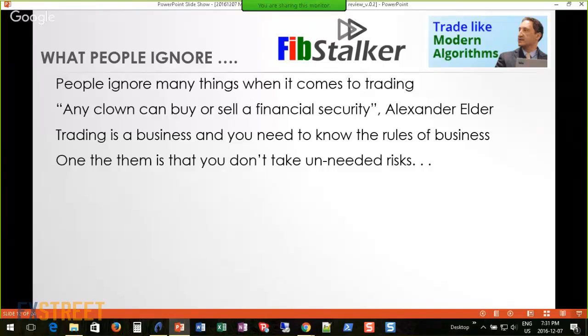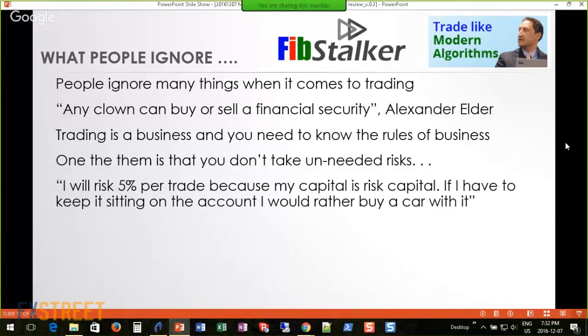When you have your own business, you understand that you want to manage risk. You're not dealing with other people's money. You are dealing with your own time and money, and you want to be able to manage risk properly. Now, some people tell me, I'll risk 5% per trade because my capital is risk capital. I have to keep it sitting on the account. If I have to keep it there, I would rather buy a car with it.